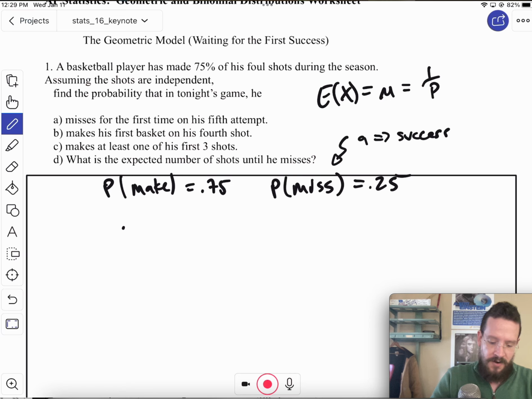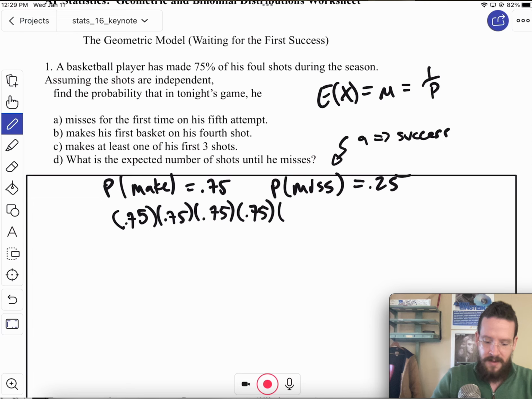So that means the first shot is a make, 0.75. The second shot is a make. The third shot's a make. The fourth shot's a make. And then the 5th shot is a miss. Now, you might be looking at this and saying, hey, wait a second, this is repeated multiplication. And you're correct. Repeated multiplication is exponents.